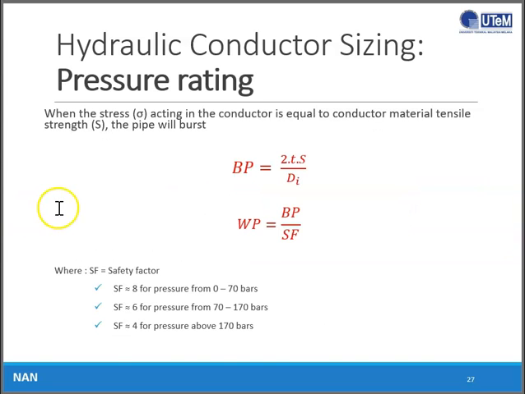So when the stress, sigma, acting in the conductor is equal to the conductor material tensile strength, the pipe will burst. So we have to consider this one. And SF is the safety factor. If the pressure is between 0 to 70 bars, we will use 8 as safety factor, and 6 for the pressure between 70 to 170 bars, and we will use 4 as safety factor if the pressure is above 170 bars.